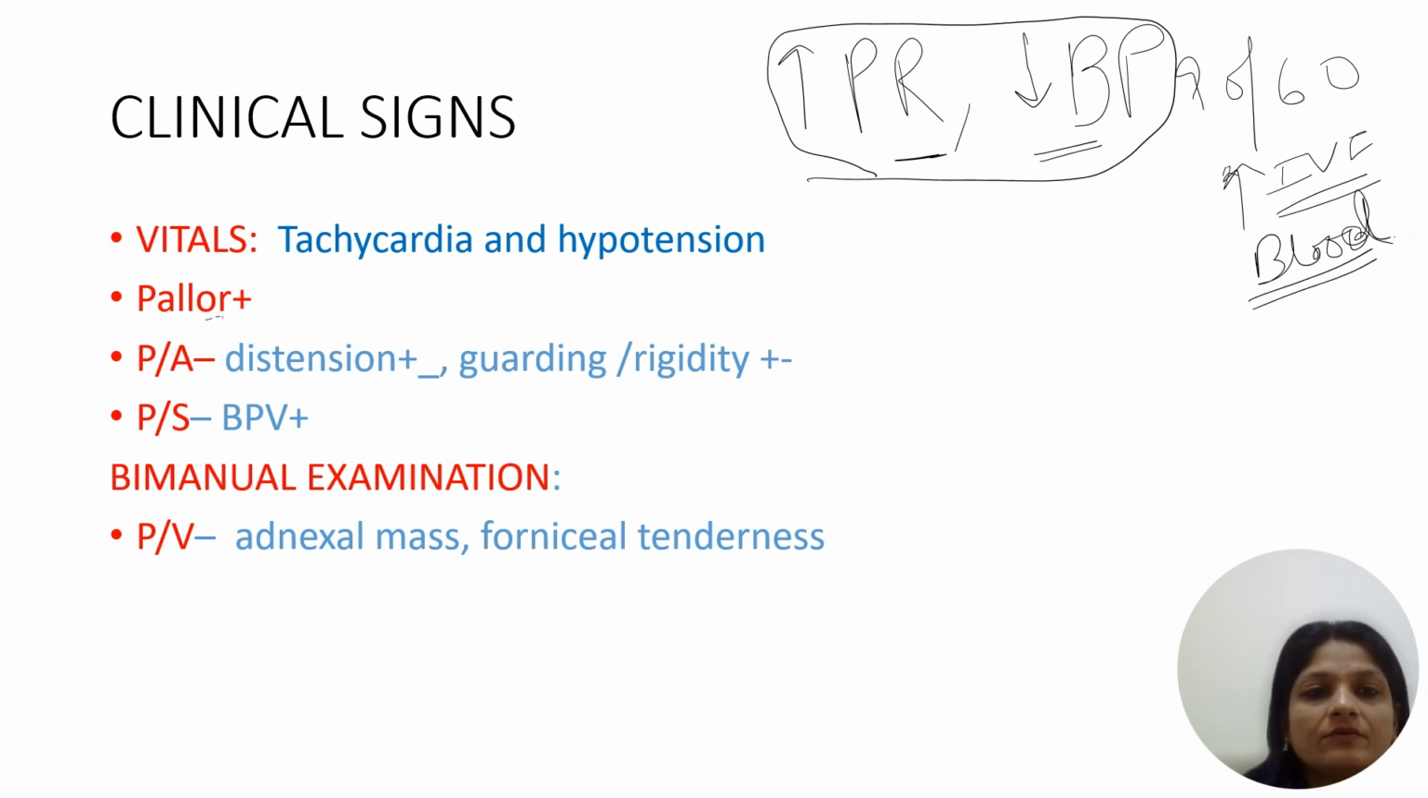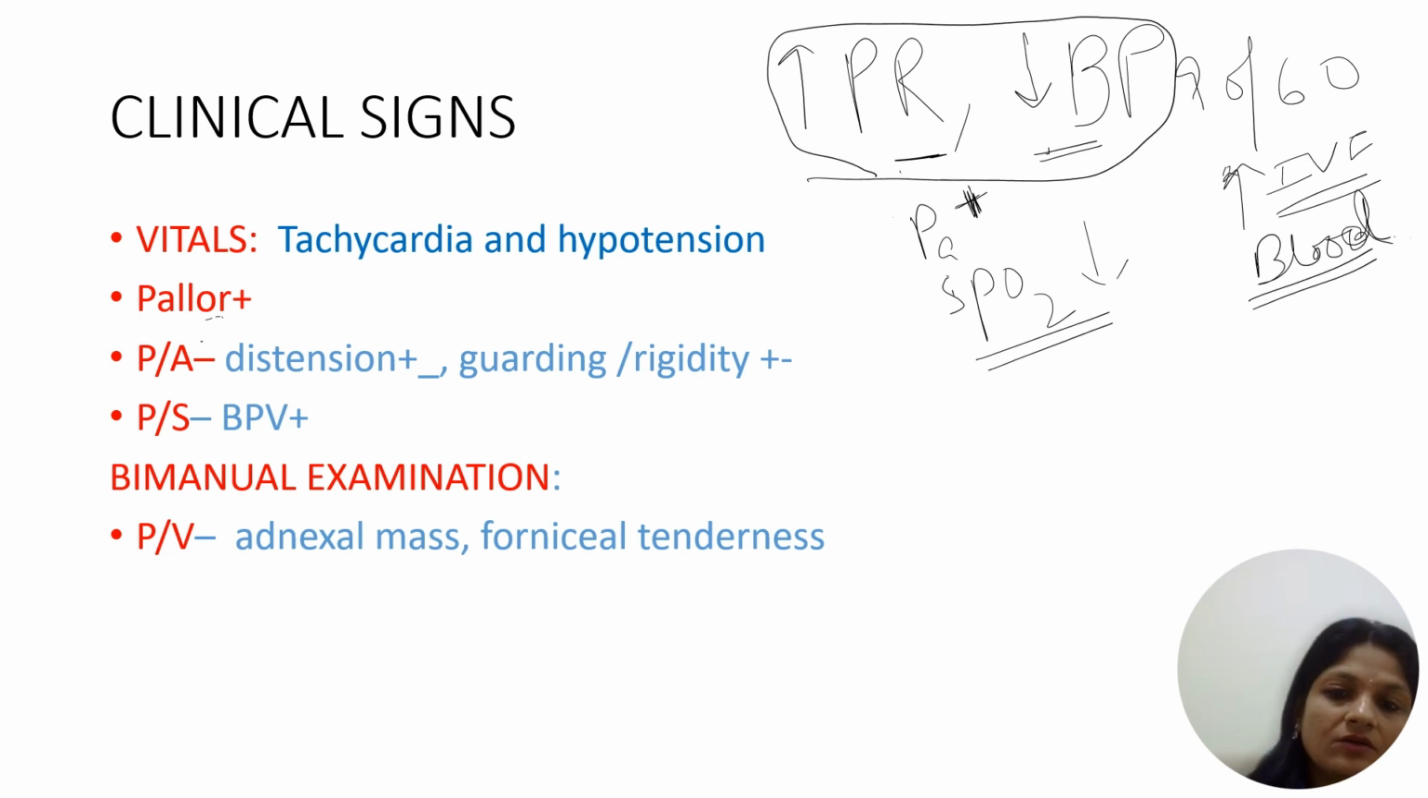She'll have pallor. So general examination, what do you see? From top to bottom, you look for pallor, icterus, cyanosis, pedal edema. Out of them, pallor will be positive. If you check the vitals, pulse rate will be high, BP will be low. SpO2 may have fallen because of the loss of blood. The oxygen carrying capacity of the blood will also decrease, resulting in a low SpO2.